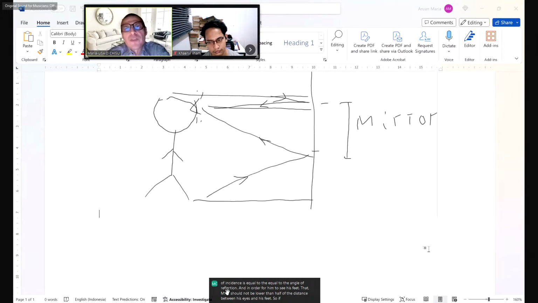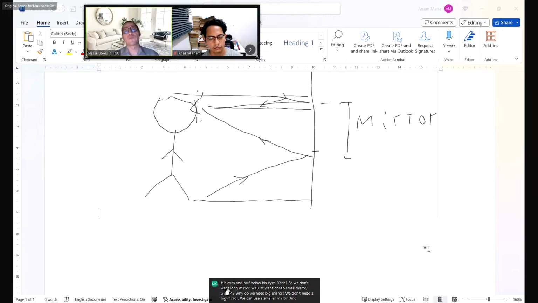So if you calculate that, you will see that the minimum length of the mirror for him to see all his body is going to be half of his height, okay? Half of his total height. So half above his eyes and half below his eyes, yeah? So we don't want a long mirror, we just want a cheap, small mirror. Why do we need a big mirror? We don't need a big mirror. We can use a smaller mirror.